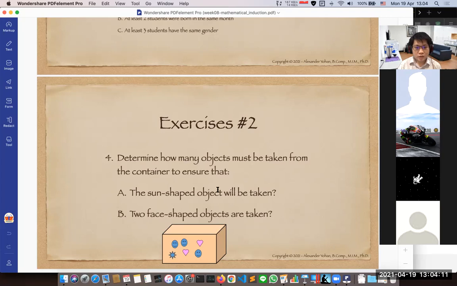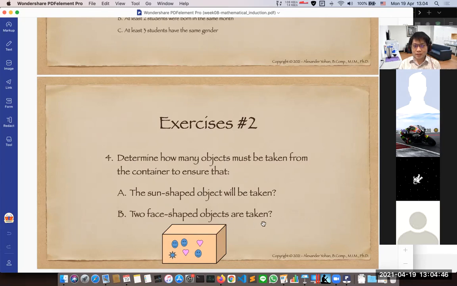No, in the question, it does not say that you need to take all. So you just need to determine how many objects must be taken from this container to ensure that first the sun-shaped object will be taken. So you must make sure how many times you need to take the objects until you are sure that the sun-shaped object will be taken from this container. So actually, how can we do that?